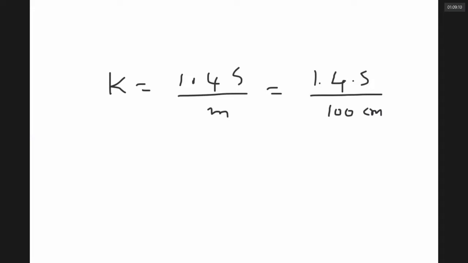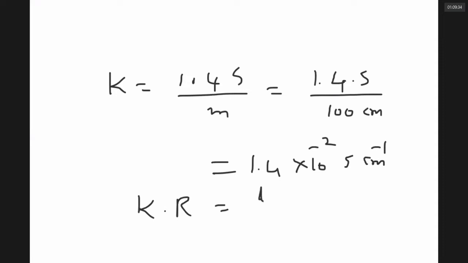1 meter is equal to 100 centimeters. Do I know that? Yes. This is equal to 1.4 into 10 to the power minus 2 Siemens per centimeter. Are we very clear? Now, I know K into R is equal to L by A. Do we know this relation? Yes. So what is the cell constant in this case?